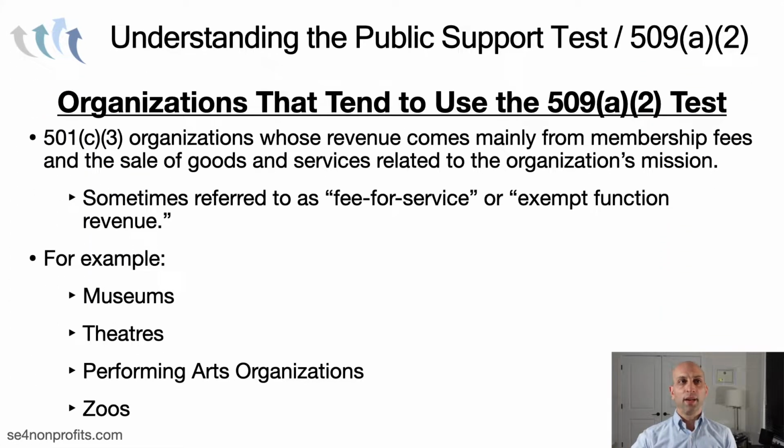So getting started, what kind of organizations tend to use the 509(a)(2) test? It tends to be 501(c)(3) organizations whose revenue comes mainly from membership fees and the sale of goods and services that are related to the organization's mission and 501(c)(3) exempt purpose. This kind of revenue is often referred to as fee-for-service or exempt function revenue. The tricky thing about the 509(a)(2) test is that it actually has two parts. There's a positive requirement and a negative requirement, and you'll see what I mean by that.